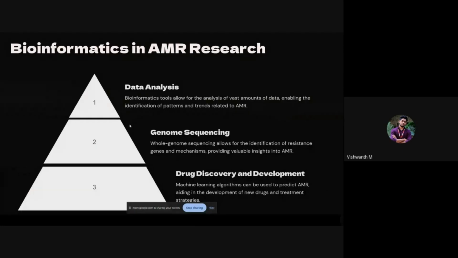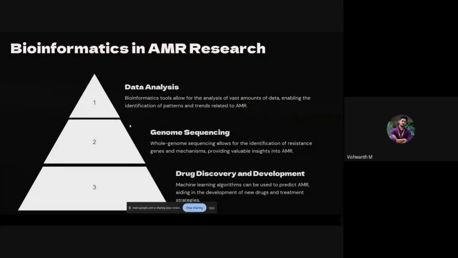Then the second one is genome sequencing. What is genome sequencing? It is nothing but studying the microorganism's genetic material, that is DNA. Just like humans have DNA, microorganisms have their own genetic material. It may be DNA or RNA. By reading their DNA, we can identify the genes making them resistant. Whole genome sequencing identifies resistant genes and provides insights into their mechanisms. This helps in predicting how resistance might spread in the future.